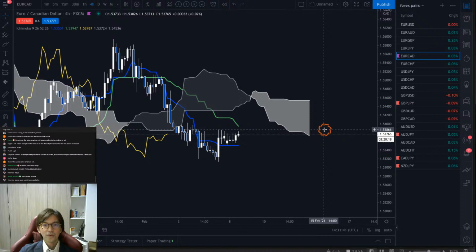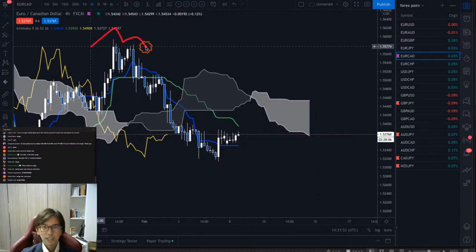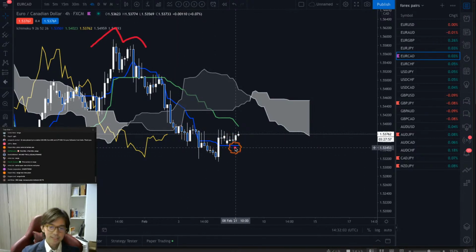I think this is a very interesting chart to look at. So after the double top in the past, the market continuously goes down, broke the Kumo downwards, and now is it range or downtrend still continuously?